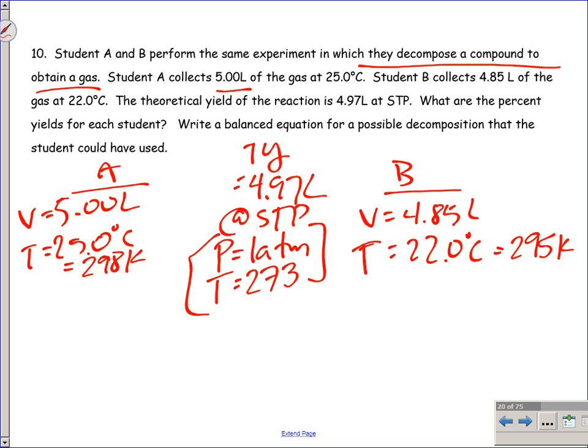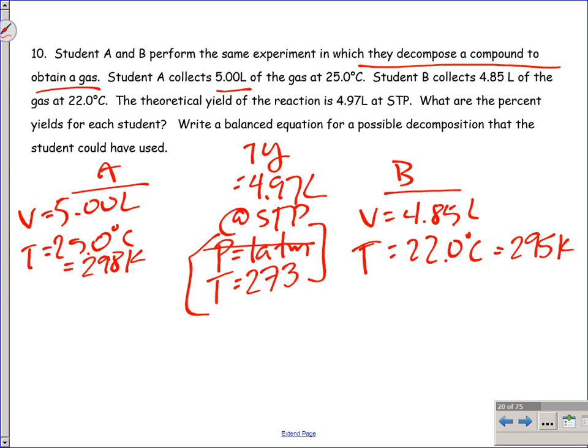Well, do I really know they're not at the same pressure? Did A and B really give me any information about that? No. So I wrote this down because it told me to, but do I really need to compare it? No. So I'm just going to put a slash there because I don't need that variable in my face. So what are the percent yields for each student?